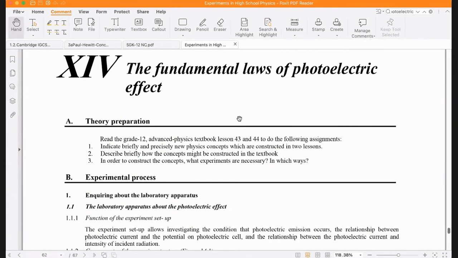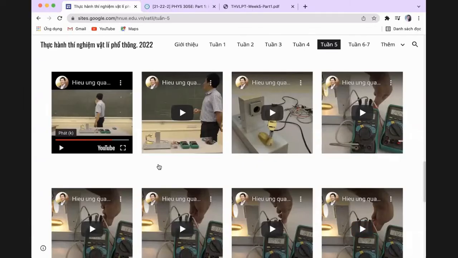With the photoelectric effect, today we will change the teaching sequence a little bit. We will begin with the video first. The first two videos are about the photoelectric effect. We will watch the video together, and then I will ask you some questions.